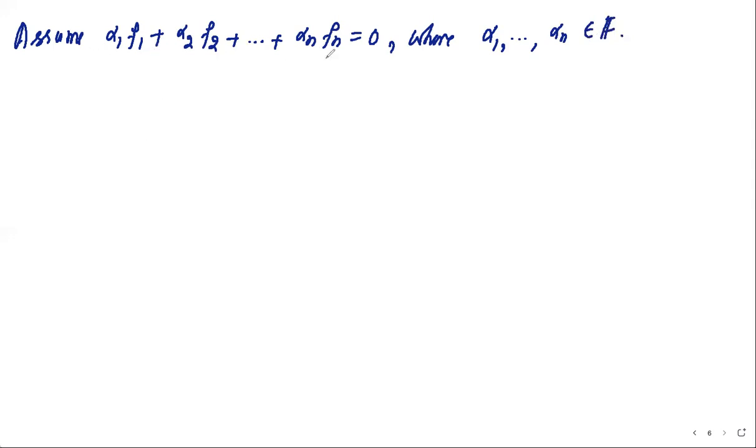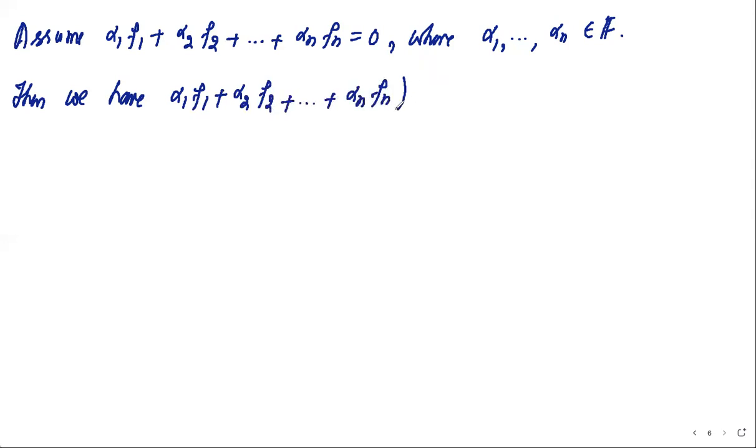So once we have chosen this to be equal to 0, if we evaluate this function under some vector Vi, we have alpha 1 F1 plus alpha 2 F2 plus so on plus alpha n Fn of Vi.